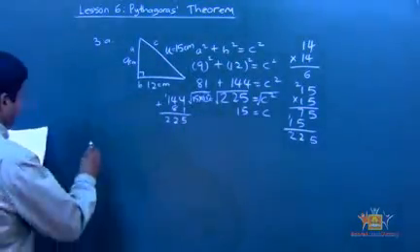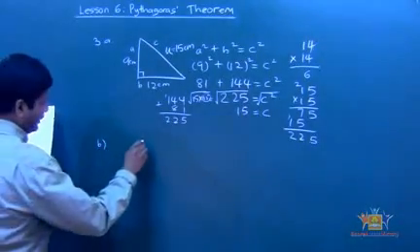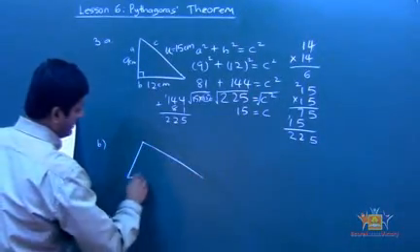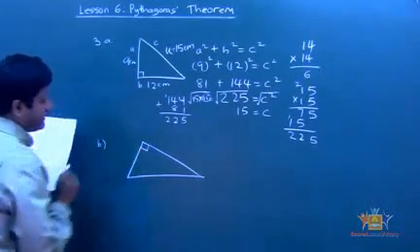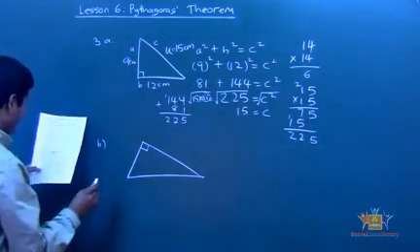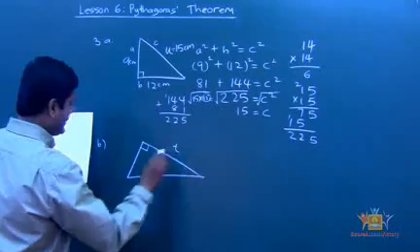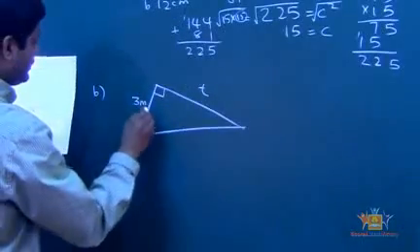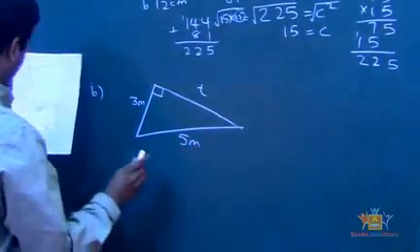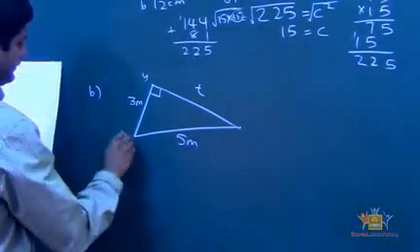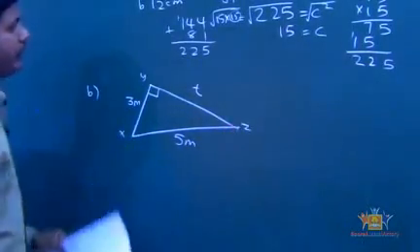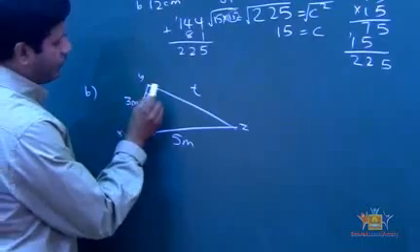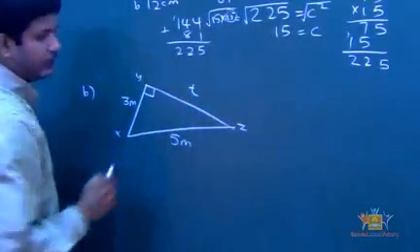Okay, so for B you're given the triangle, which is kind of slanted this way, but it doesn't matter. Make sure you look for the right angle triangle right there. This is 3 meters, and this is 5 meters. This is Y, this is X, and this is Z. We want to find the length of YZ, which is T, the unknown.